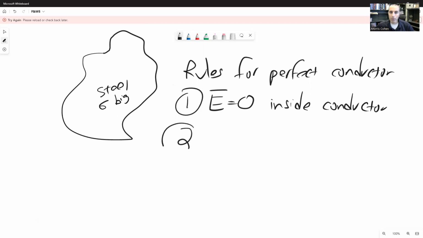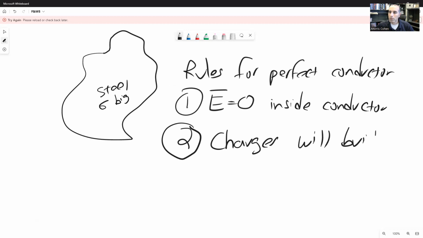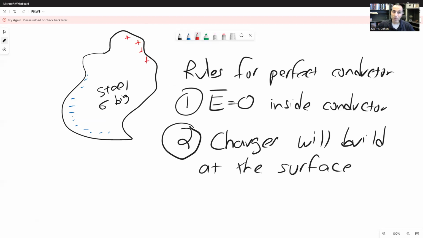Rule number 2, which is a corollary of number 1, is that charges will build up at the surface only. And in fact, these charges will be precisely the right amounts to create E equals 0. So we may get positive charges over here, and we might get negative charges over there. The charge density will not necessarily be constant, but there will be charges that build up around the very edge of this conductor. And that arrangement of charge is going to be precisely sufficient to give us E equals 0.